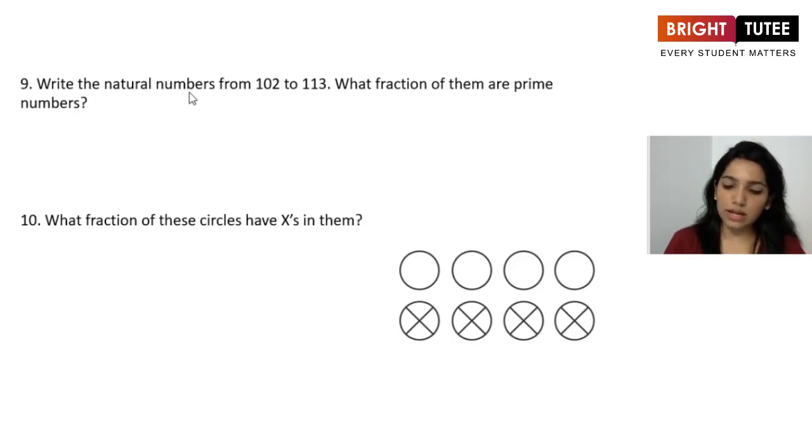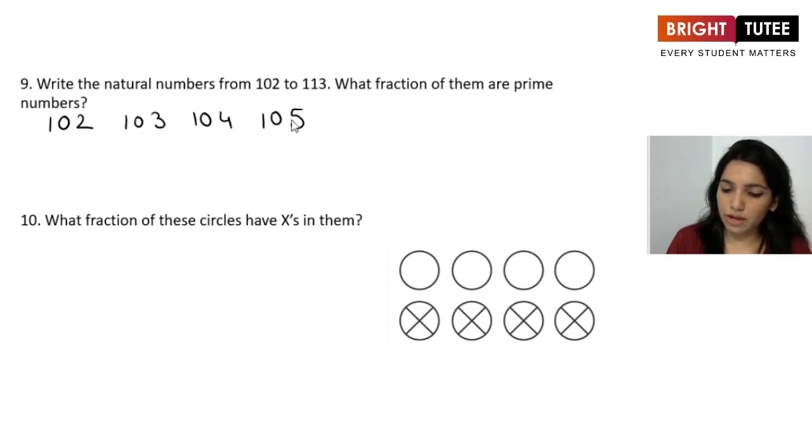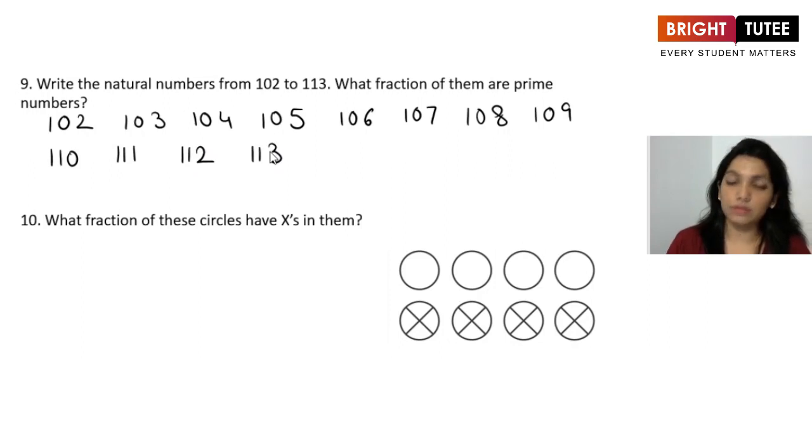Moving ahead. It says write the natural numbers from 102 to 113. What fraction of them are prime numbers? So again, let's write 102, 103, 104, 105, 106, 107, 108, 109, 110, 111, 112, 113. Now what comes next? We need to find which numbers are prime in these.